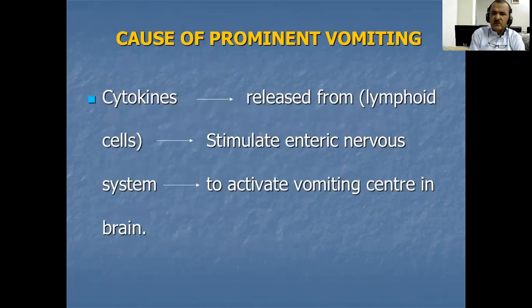Why does vomiting occur in Staphylococcus food poisoning? Cytokines released from the lymphoid cells stimulate the enteric nervous system and activate the vomiting center in the brain, which leads to vomiting.